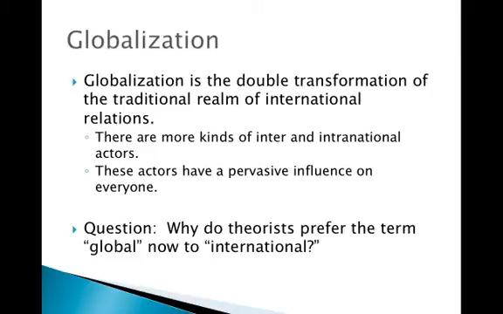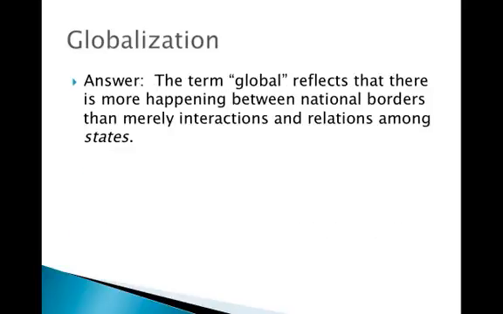Globalization is the double transformation of the traditional realm of international relations. There are just more kinds of inter and international actors, and these actors have had more and more pervasive influence on everyone. So here's a question, and the answer was in the preface, if you read it, which you should have. Why do theorists prefer the term global now to international? Think. Answer: the term global reflects that there is more happening between national borders than merely interactions and relations among states or nations.